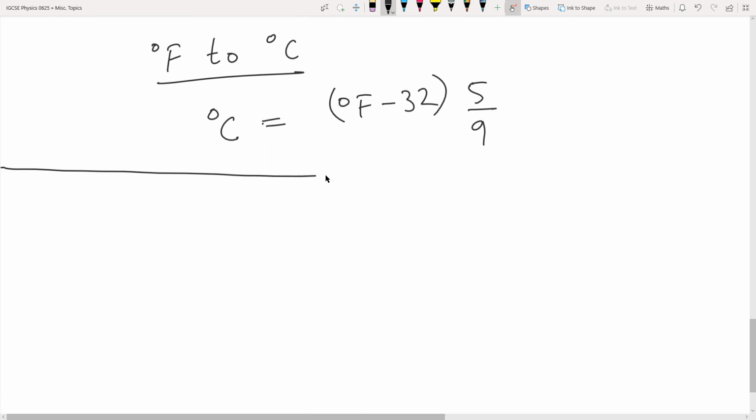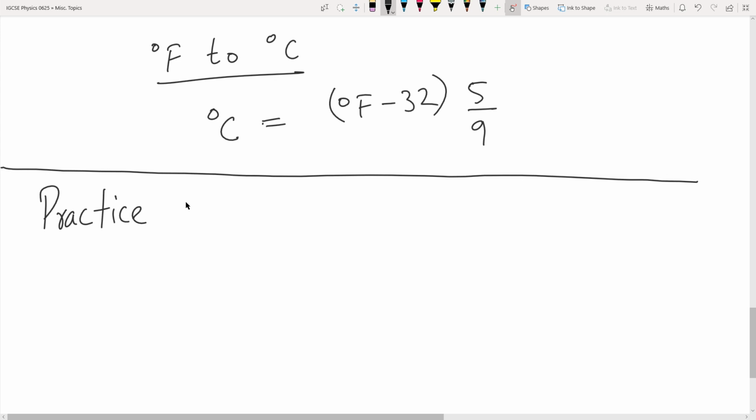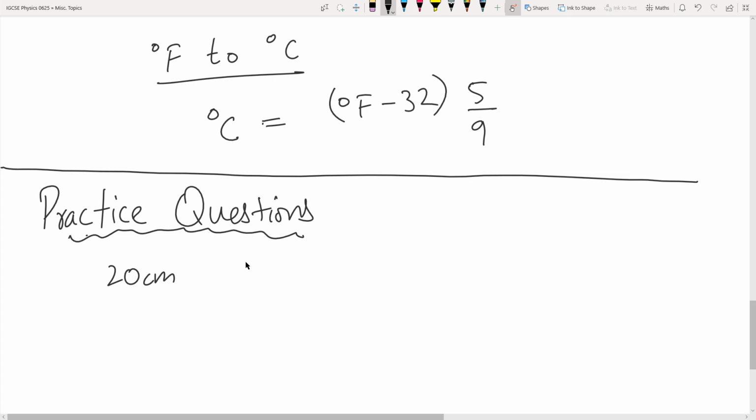So let's do some practice questions, right? Let's call it practice time. Practice questions or conversions. Let's say we've got 20 centimeters. So from this to SI, it would be 20 centimeter multiplied by 100. Sorry, since we're going to a higher unit, I forgot, we will divide this by 100, and we get 0.2 meters, right?